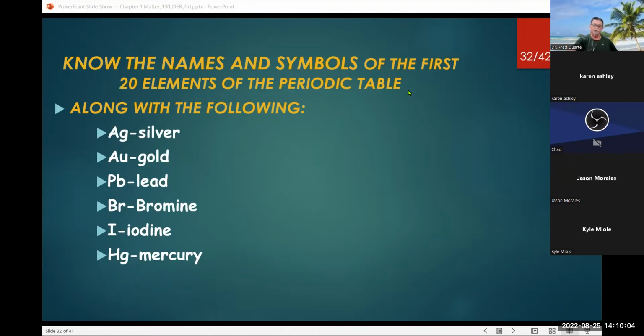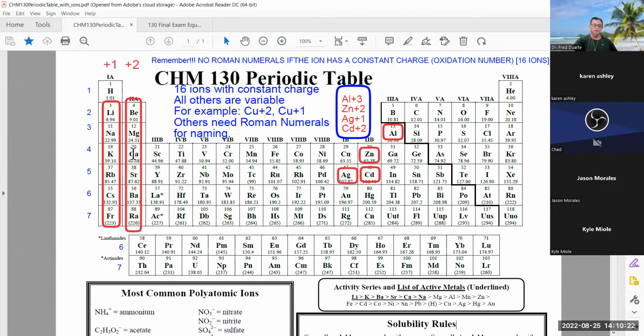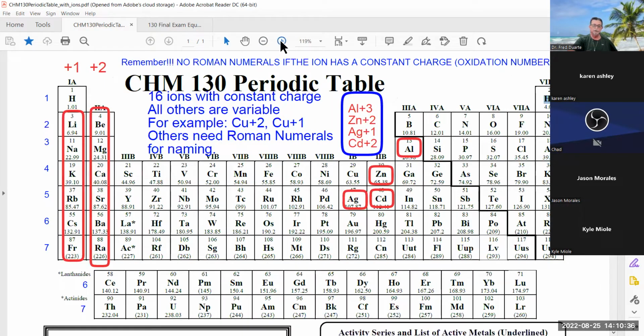First 20 elements, and what I'm going to do is go through them real quick here. Okay, so the first 20 goes to calcium, okay? So H is hydrogen, and we shoot across to helium, He. Notice the number on top of the symbol. You've got the symbol, okay? And then you've got a number on top, which is the atomic number for that element. Each one has a unique number. And then underneath the symbol, you have an atomic weight, okay? And much more on that down the road, okay?